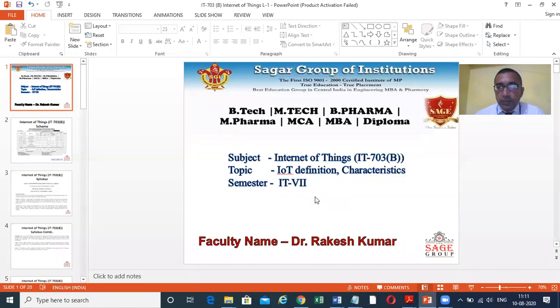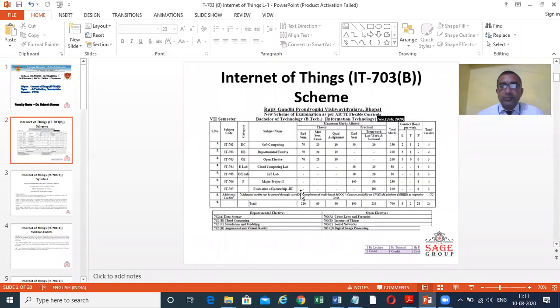First of all, we will discuss the scheme that is provided by the university. This is the scheme. Here you can see IT 703, that is the open elective, 100 marks. That is 703 Internet of Things B, the open elective. We will study this one subject, the Internet of Things, from the open electives. Our code is 703 B, that is the second one.